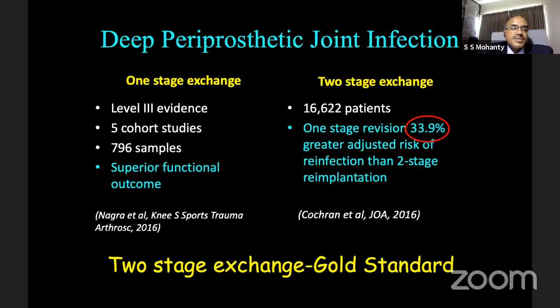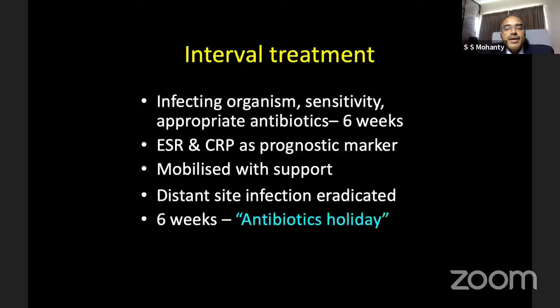Though 1-stage exchange is quite successful in Peter's hands, and it shows a superior functional outcome, if you see the literature, the 1-stage exchange has a 34% greater adjusted risk of reinfection than 2-stage reimplantation, and hence we follow 2-stage exchange. That is the gold standard.